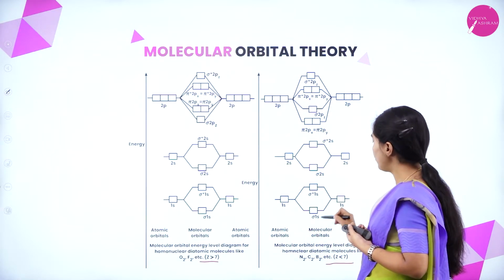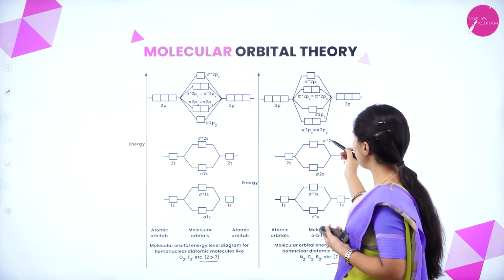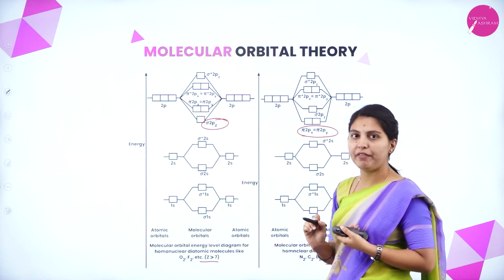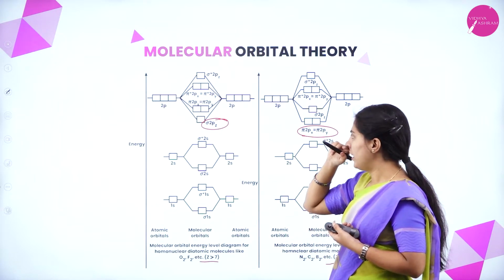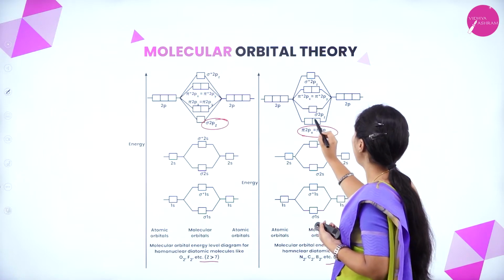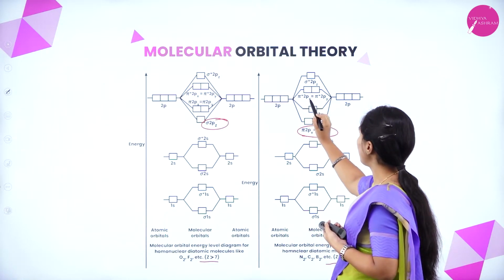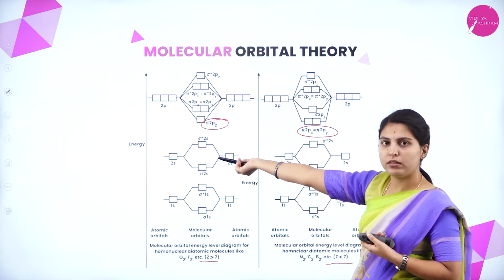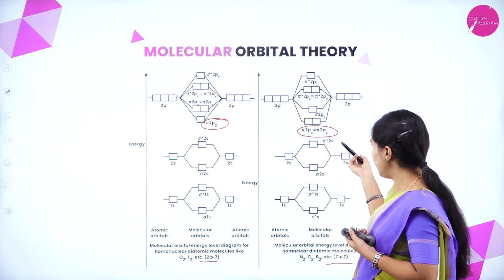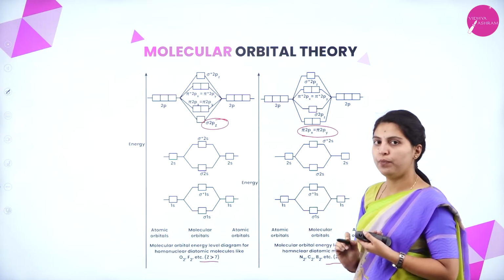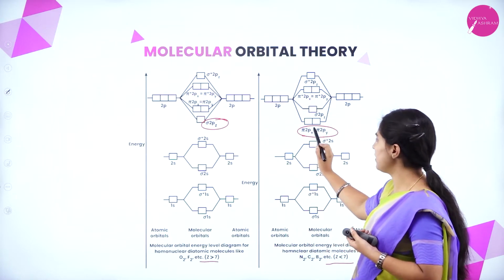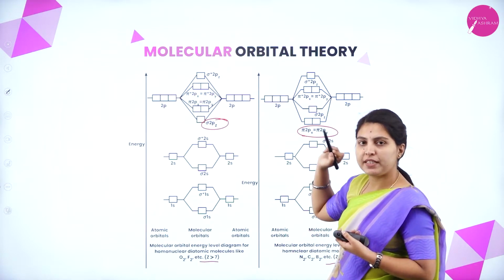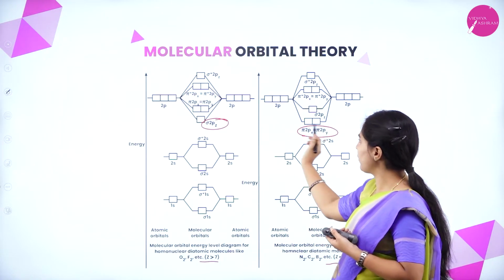But here, if you see sigma 1s, sigma star 1s, next sigma 2s, sigma star 2s, but at the place of sigma 2pz, the pi 2px will be equivalent to pi 2py. Here a larger energy difference is present, here less. And here 2pz, next pi star 2px, pi star 2py, next sigma star 2pz. This is the major difference between atomic number more than 7 and less than 7. This difference you should know. Here sigma 2pz is present; at that same place pi 2px equal to pi 2py is present. Here a small energy difference is present, here a large difference of energy is present. That's why this difference is seen.